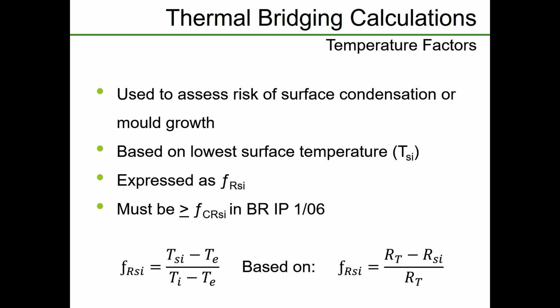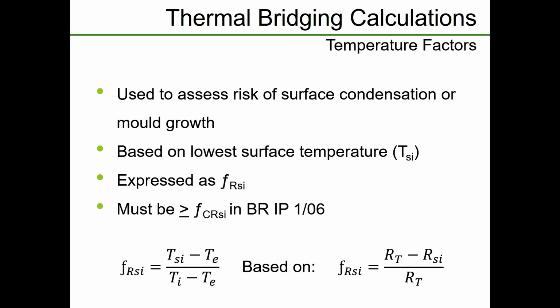So the other important thing about thermal bridging is the temperature that you're going to create, the surface temperature that's going to be created at the junction. We assess it on what's known as the temperature factor, fRsi, and it's in the building regs as a minimum that you must achieve in some scenarios. This is known as a critical temperature factor. We calculate it based on the internal surface temperature that's generated in the model and the internal and external air temperatures that we specify in that model, and we do that by standard.